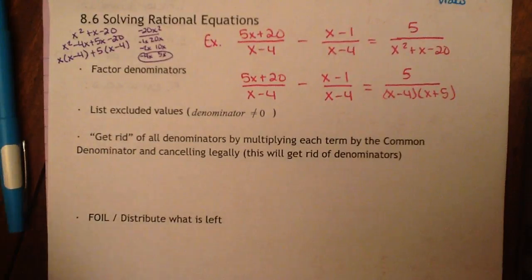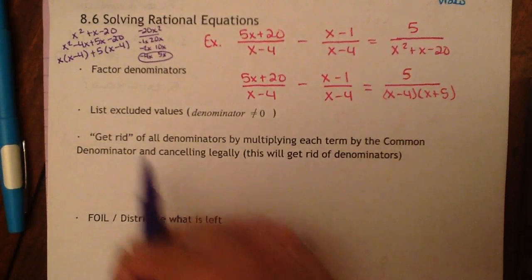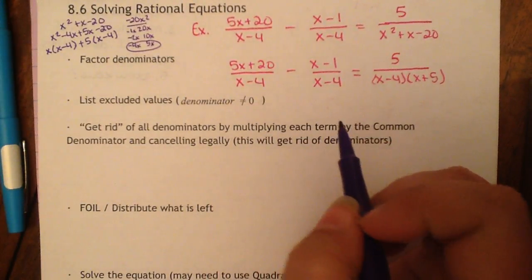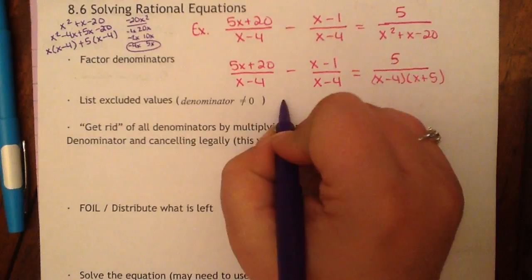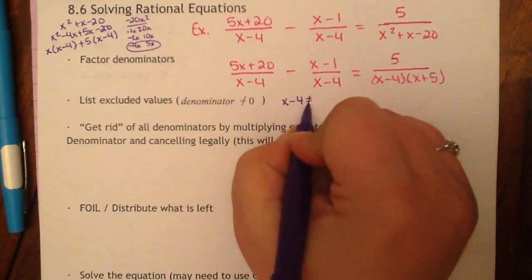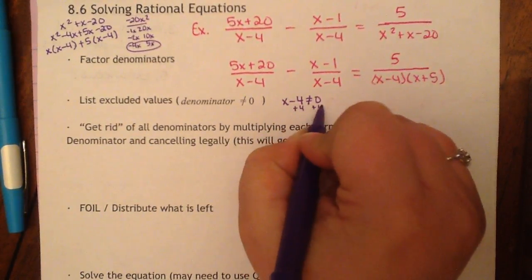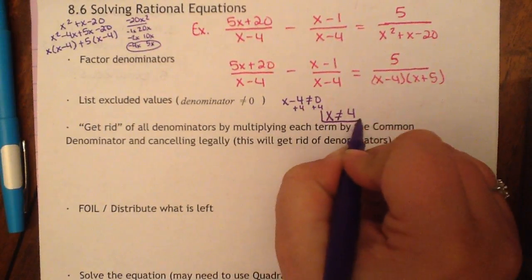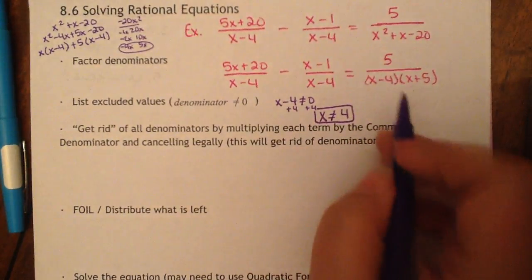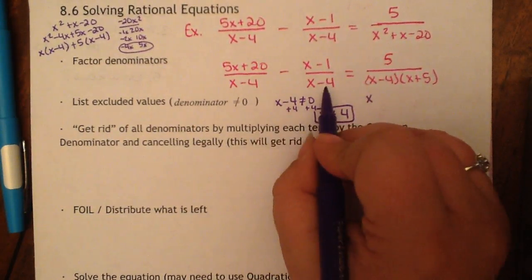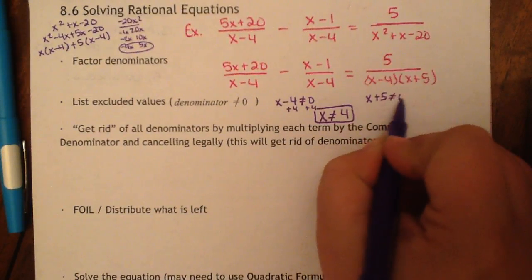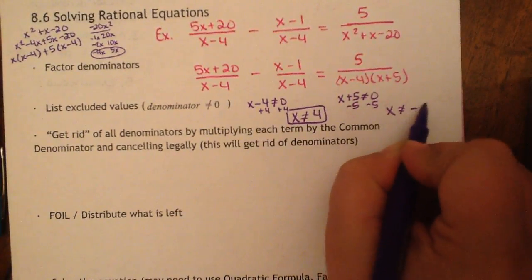Okay, so now what I need to do is look and see for my excluded values. Remember, those come from where we set our denominator not equal to 0. So in this denominator I have x minus 4, so I set that not equal to 0, add 4. So my first excluded value, x cannot equal 4. And my next excluded value, this one is the same, this one is the same, this one is new. So x plus 5 cannot equal 0. Subtract, so x cannot equal negative 5.